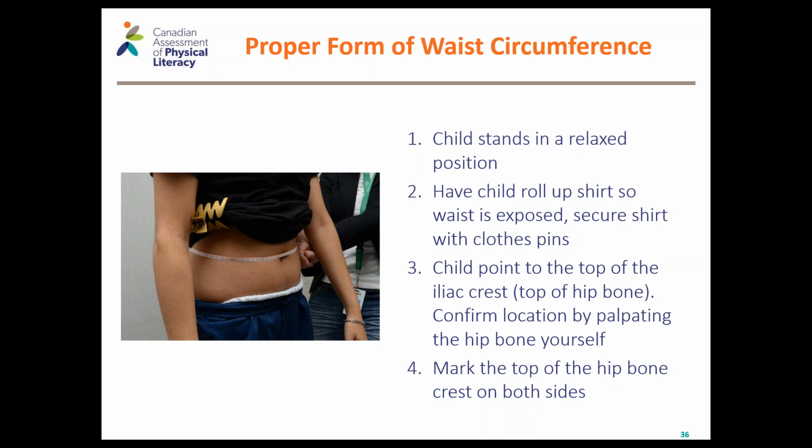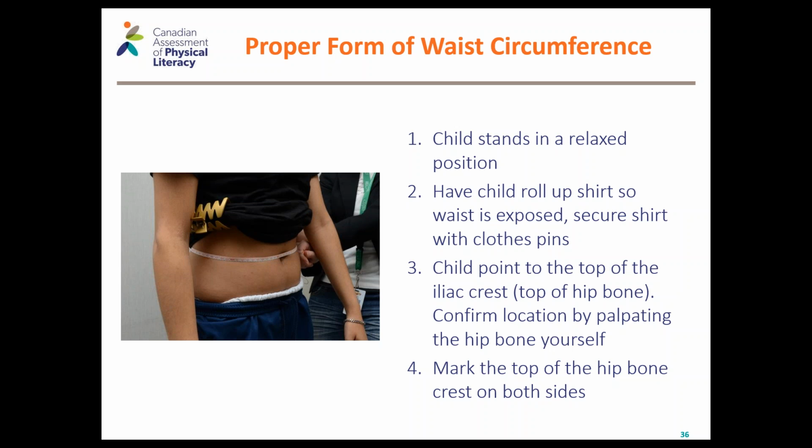So with this, we want to make sure the child stands in a relaxed position, and have the child roll up their shirt so their waist is exposed. It's never the part of the appraiser to do it, so we would get the child to do this. It would sound something like, "Can you roll your shirt up so I can see your belly button?" Secure the shirt with the clothespins.